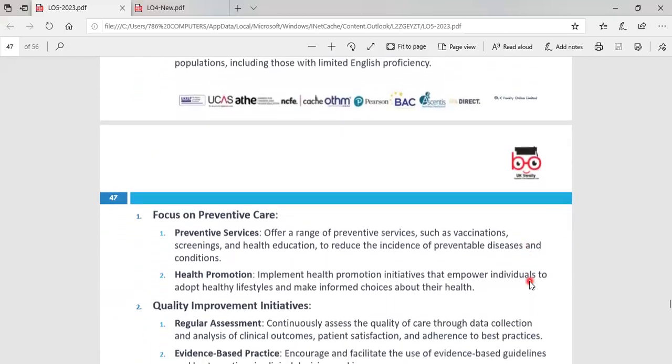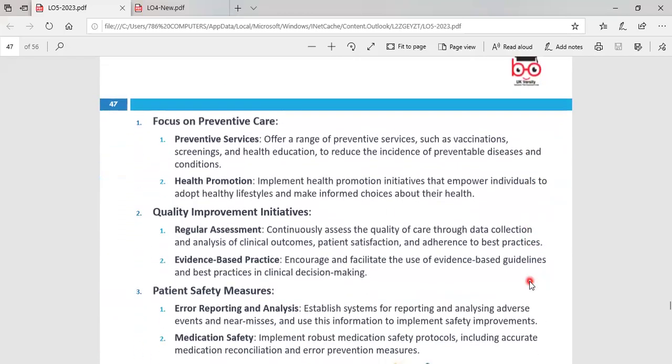In all cases. Again, preventive care, it's always better. Vaccination, screening, health education. These are not considered very important, but you need to raise the awareness that they are very important, and they can save from various sorts of chronic diseases. Health promotion should be your initiative.